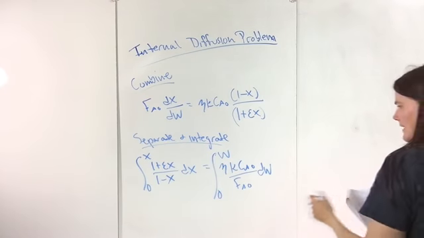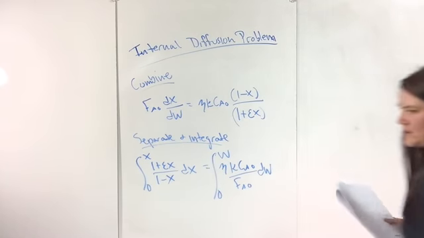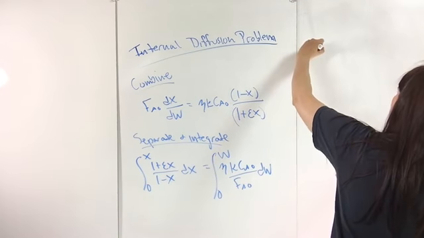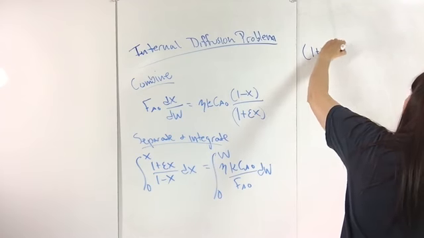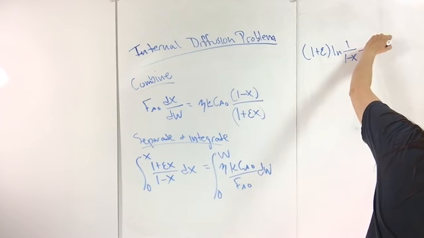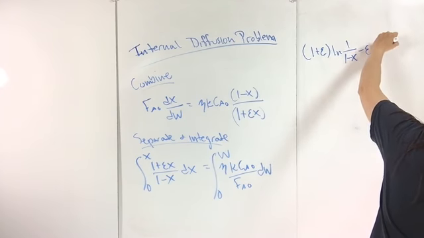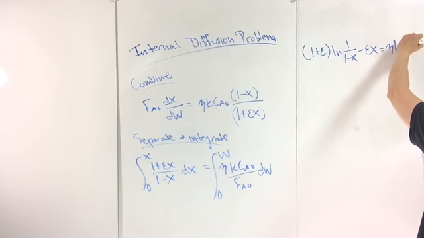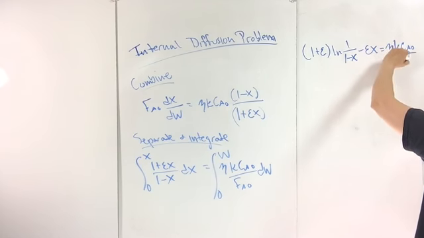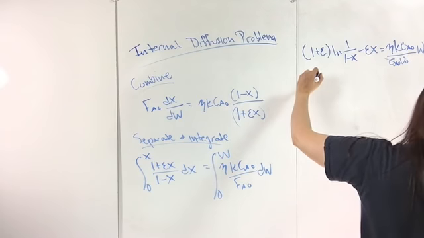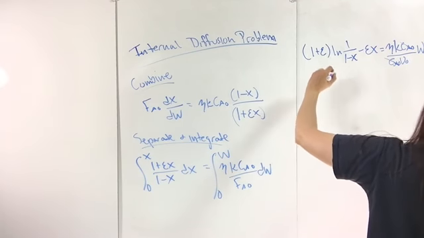So this integral is in the table in Appendix A, so I just got it off that. So this is (1 plus epsilon) natural log of 1 over (1 minus X) minus epsilon X is equal to the effectiveness factor multiplied by k CA naught over CA naught v naught W. So CA naught cancels. And then we need to calculate epsilon.